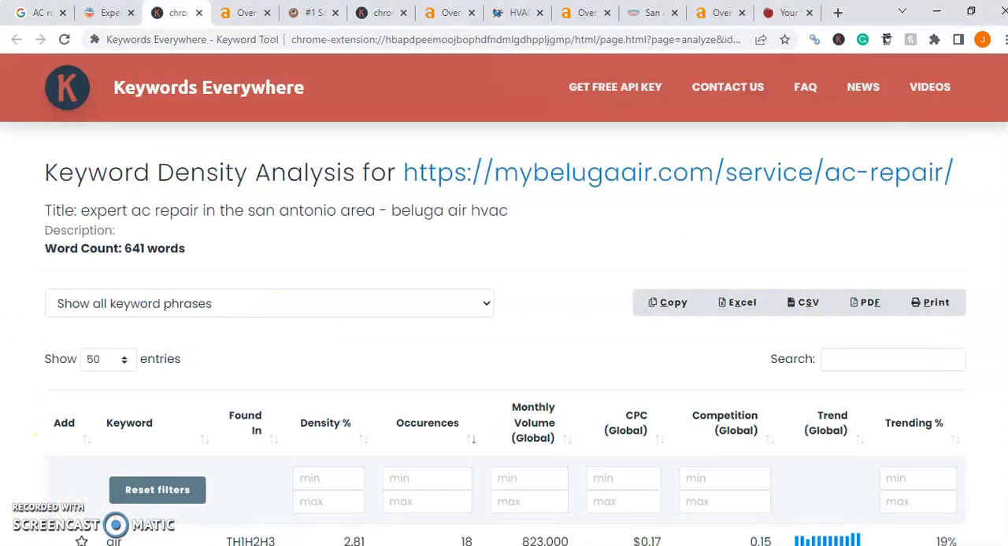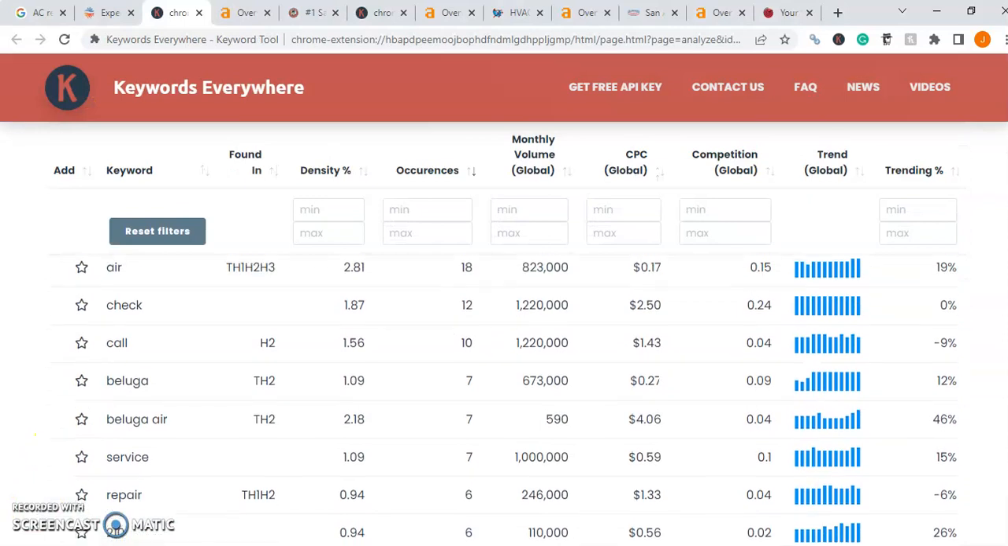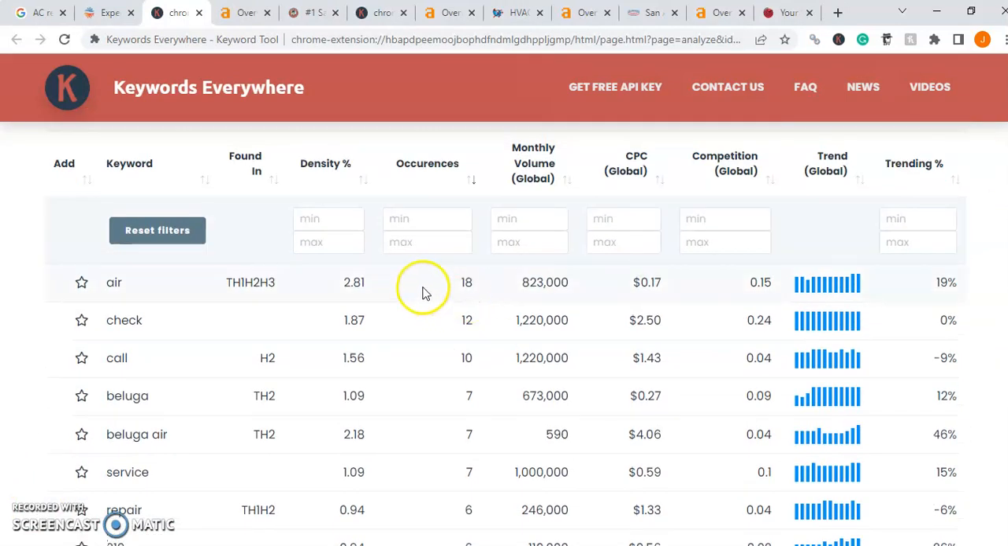So here we are in Keywords Everywhere. This is a keyword tool I use. Now, if you scroll down, you're going to notice your most used keyword is air. And that's good. That's great, actually. A lot of people in the AC industry use air as the number one keyword. However, your number two keyword is check.